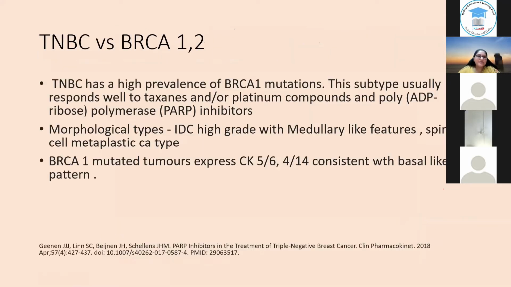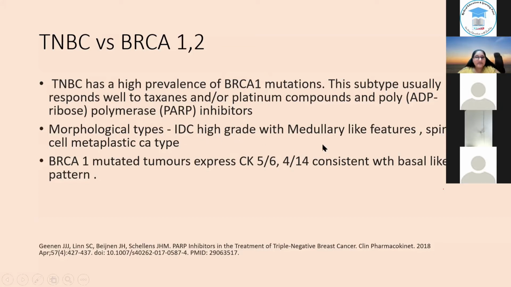And the last most important point, TNBC versus BRCA1 and 2. TNBC has a high prevalence of BRCA mutation. Again, why are we talking about BRCA1? Because of the therapies. These types of patients who have BRCA1 mutation respond to PARP inhibitors. So that is very important. Poly-ADP ribose polymerase inhibitors. Okay.